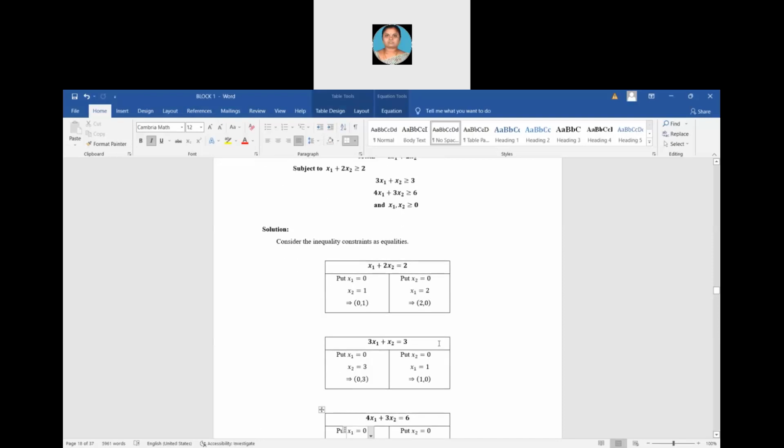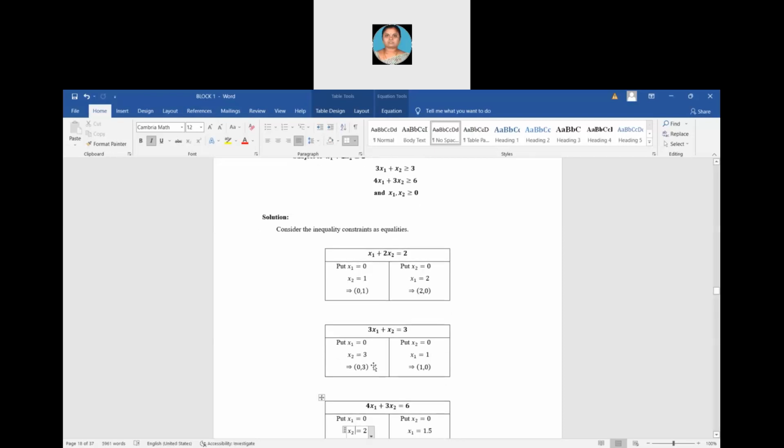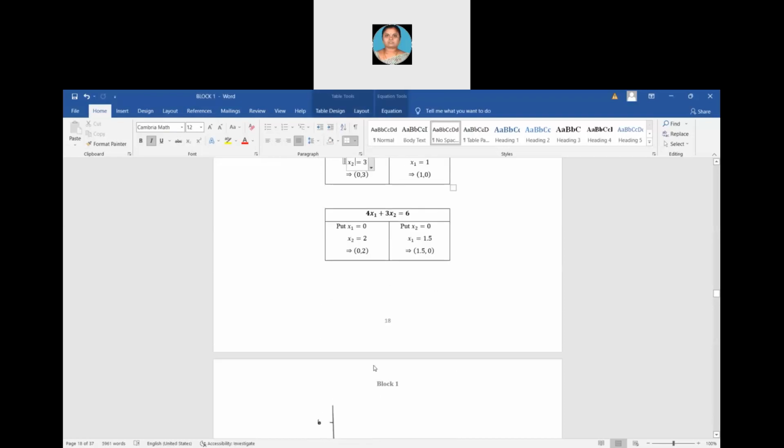Similarly, for the second equation, 3x1 plus x2 equal to 3, if you substitute x1 equal to 0, you get x2 equal to 3. So that coordinate is 0, 3. If x2 equal to 0, then x1 equal to 1, so the coordinate is 1, 0. For the third equation, 4x1 plus 3x2 equal to 6, if you put x1 equal to 0, you get 3x2 equal to 6, or x2 equal to 2. The coordinate is 0, 2. If x2 equal to 0, you get x1 equal to 1.5. Therefore, the coordinates are 1.5, 0.